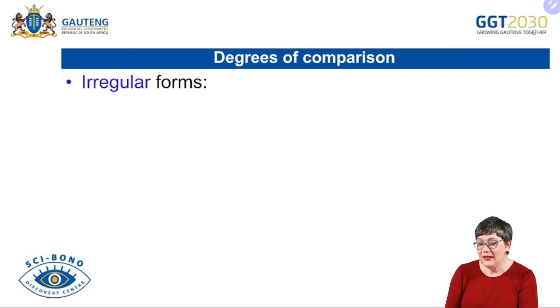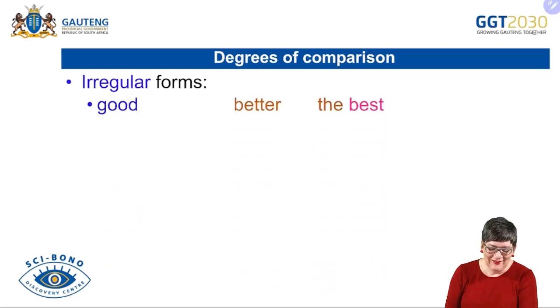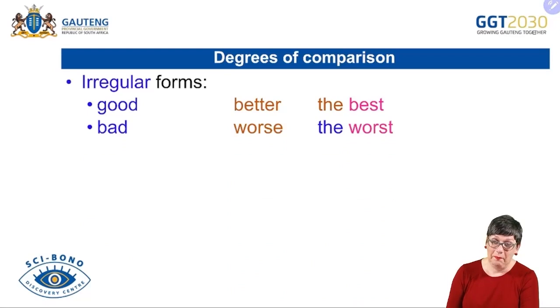Now, as always, there's always an exception to the rule, so be careful. So we've got some what we call irregular forms, and these guys you just have to know off by heart. So we've got good, better, and then the best. We've got bad. Now, you can't say badder. It just doesn't sound right. Bad, worse, the worst. And please check the spelling there as well. And can you see in the superlative degree of comparison, we have a the in front of it.